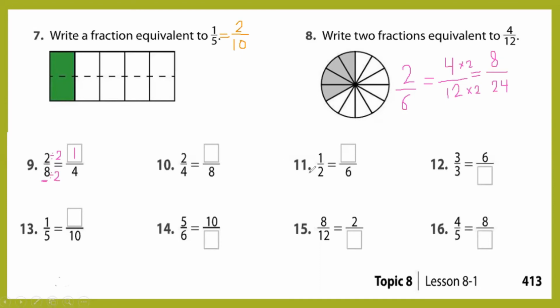Look here. I will solve this one, number 15. It's the same. Look here. 8 becomes 2. A big number becomes a small number. So I will divide. Divide by what, teacher? 8 divided by what equals 2? Or 2 times what equals 8? 4. So I will divide up and down by 4. 8 divided by 4 equals 2. 12 divided by 4 equals 3.